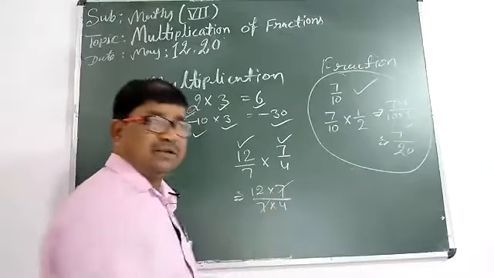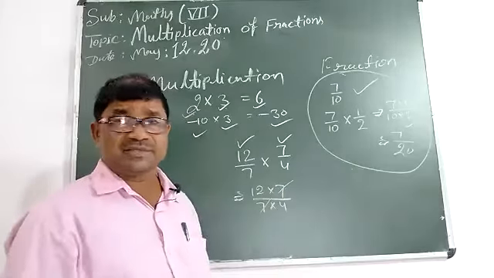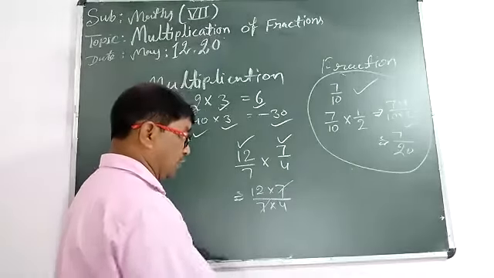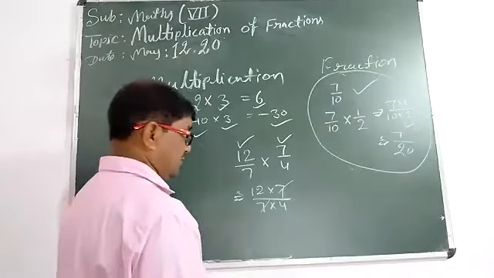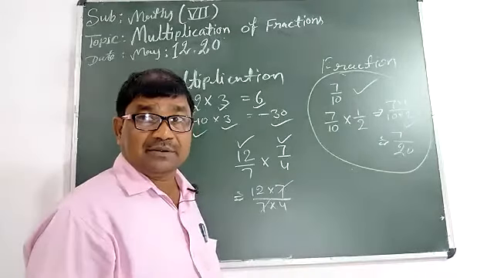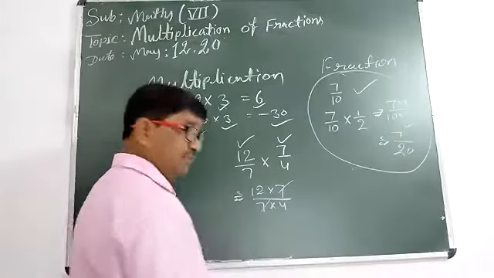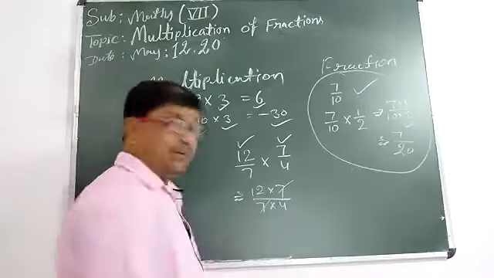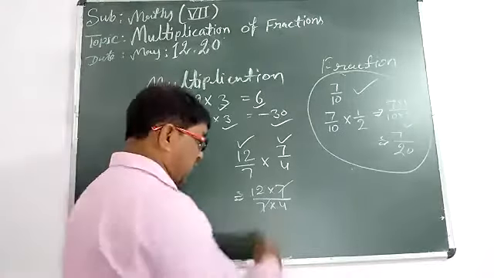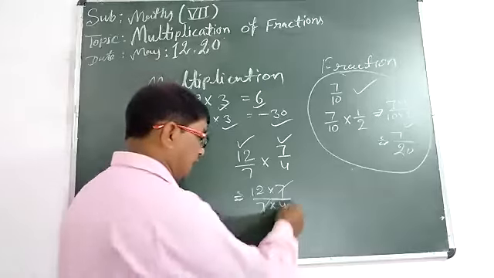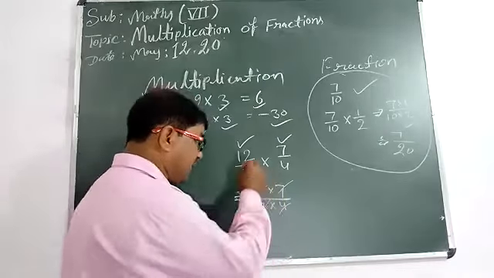7 1 ja 7, 7 1 ja 7. Now any more common divisor? Yeah, 4 is the common divisor. 4 can divide 4 and 4 can divide 12 also. So 4 is also a common divisor. Here 4 1 ja 4 and 4 3 ja 12.